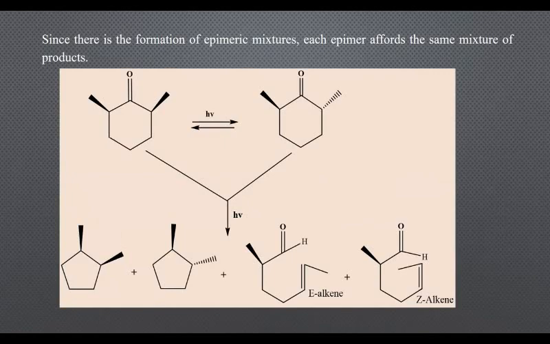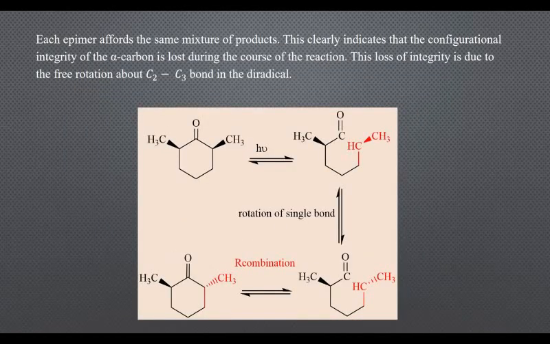Here is the reactant. After recombination, it forms the epimer, that is, the configuration at one carbon is changed. And there are other possibilities. After decarbonylation, these cyclopentanes are formed, and without decarbonylation this unsaturated aldehyde is formed. Here is another example of recombination.